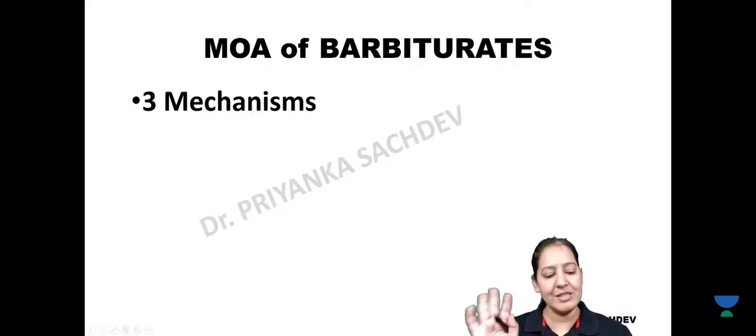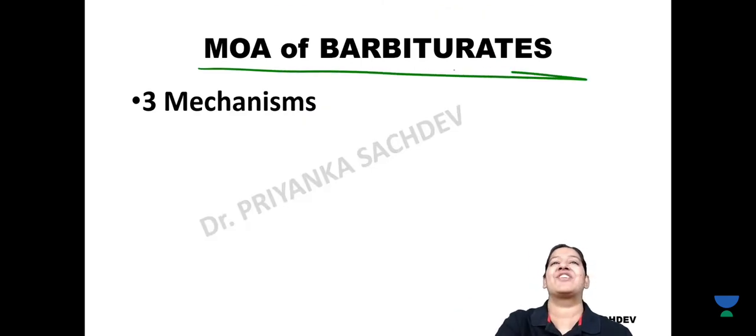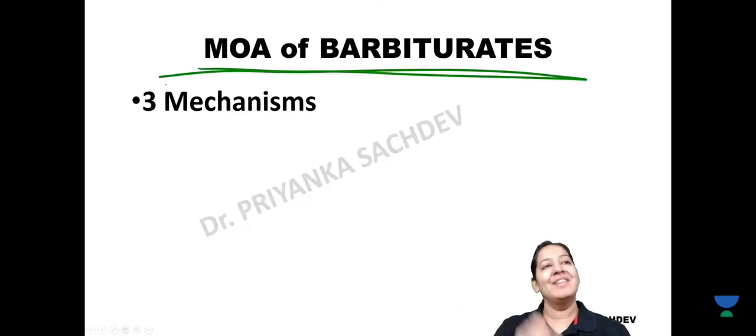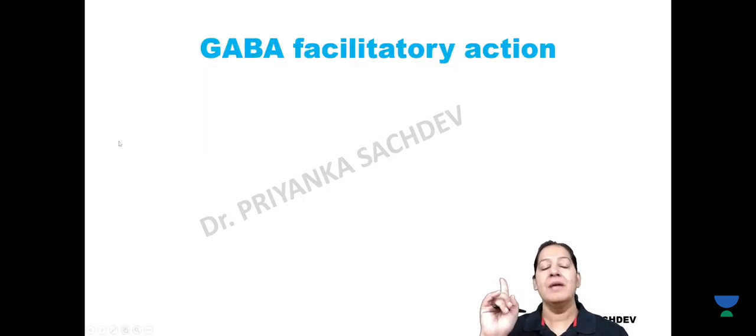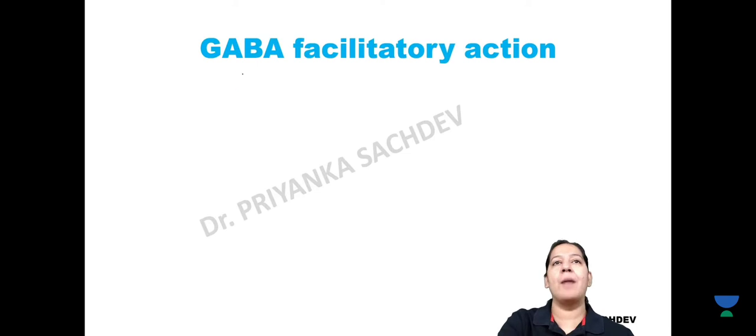If you got this basic, this is normal. If you got this basic, let me teach you the mechanism of action of barbiturates. Now you will get it. There are 3 mechanisms. I will teach you all 3. Let me come to the first mechanism. The first mechanism is known as GABA facilitatory action.